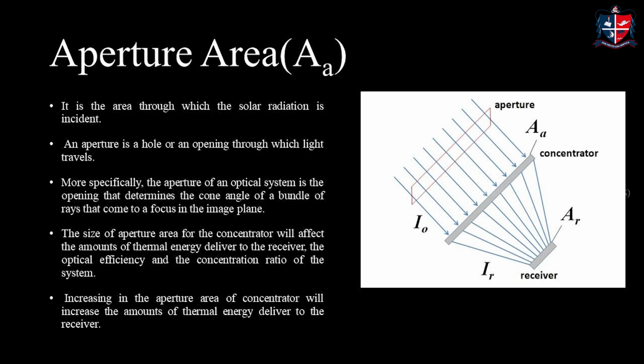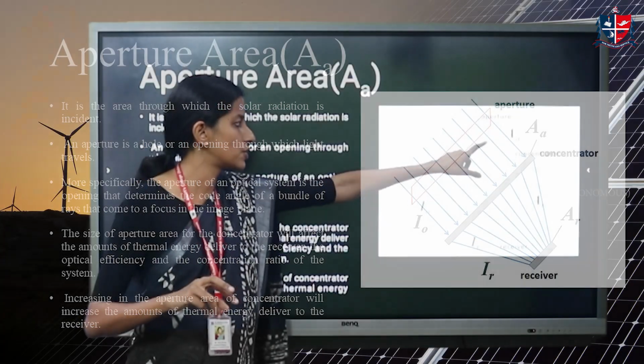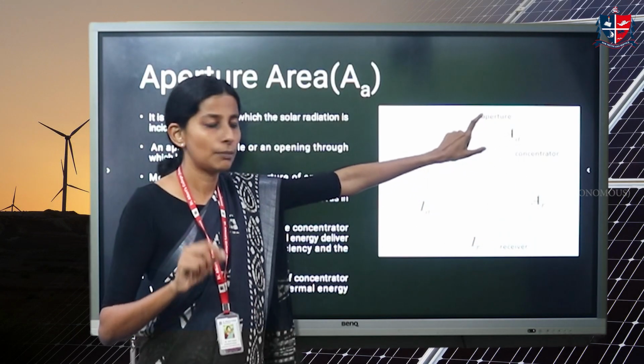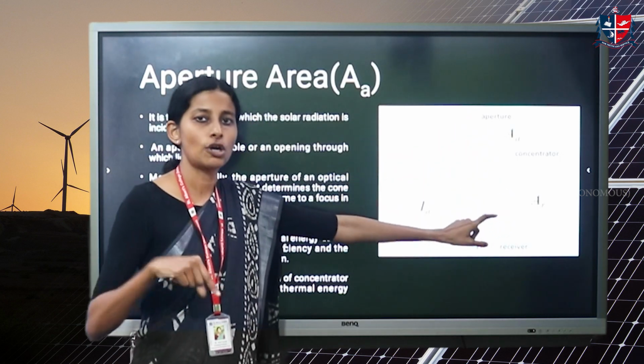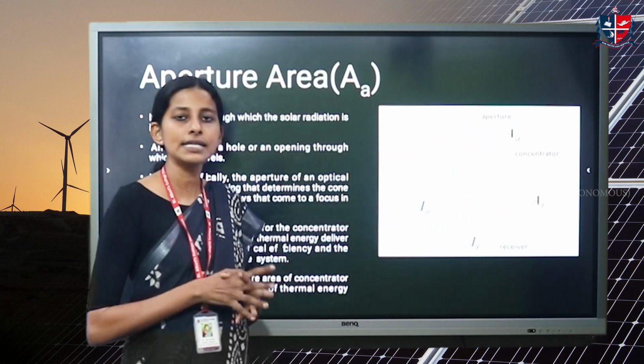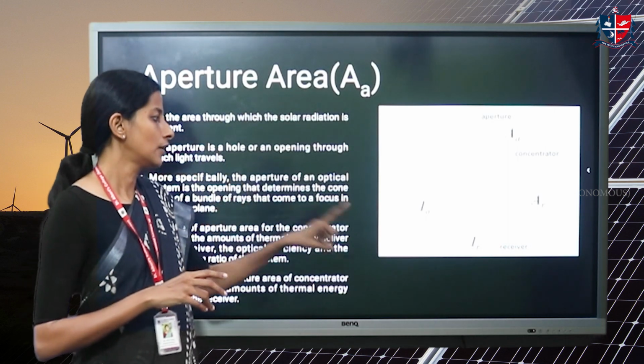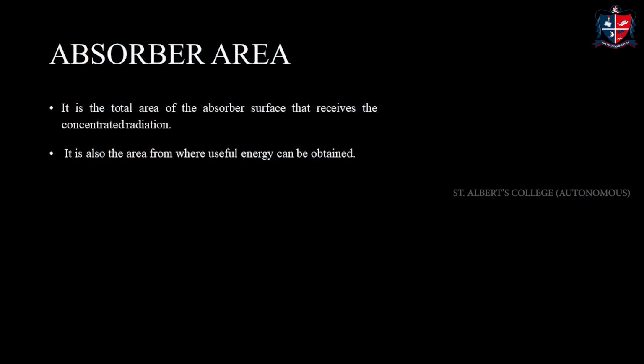So what is the other name of receiver? The other name of receiver is the absorber. Its area is represented as AR. One is AA, mentioned as aperture, and the other is the receiver, so that you do not get confused with the abbreviations. It is AA for aperture. Remember, it is not absorber here. Aperture is AA, and receiver, which is also called absorber, is represented as AR. So that is one of the characteristic parameters.